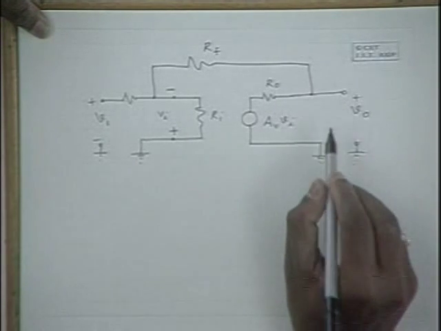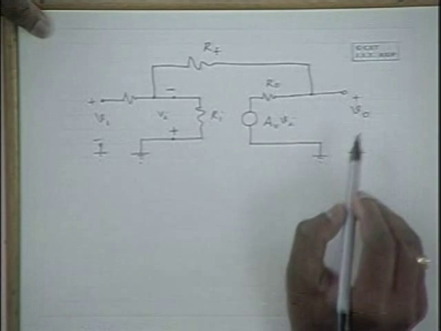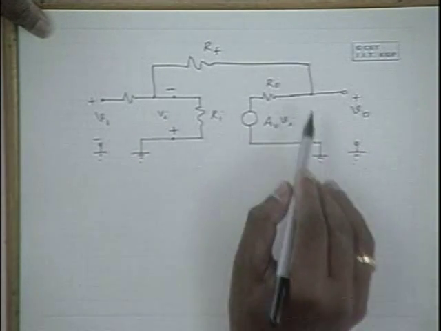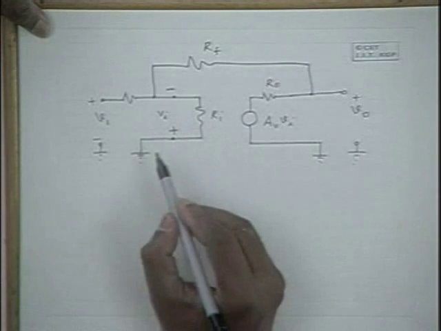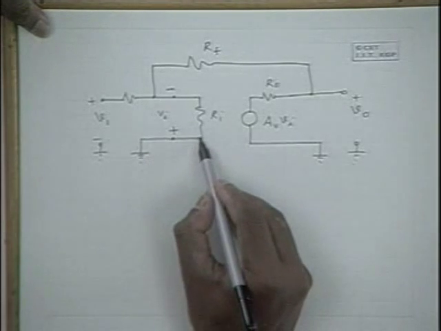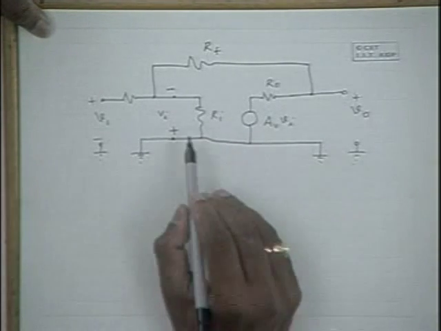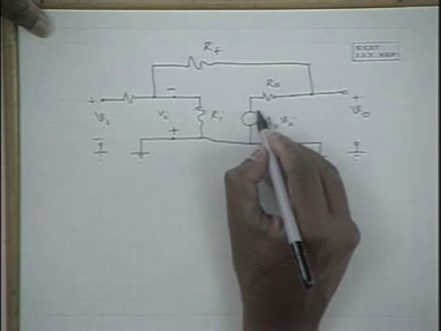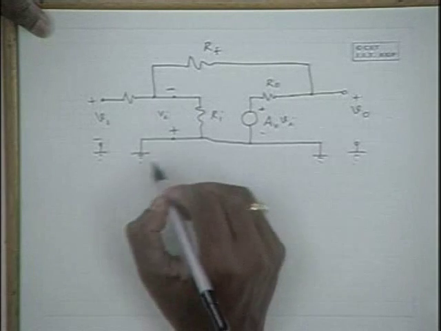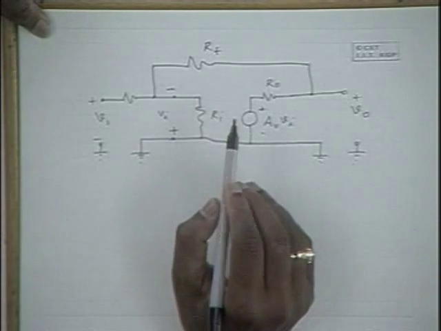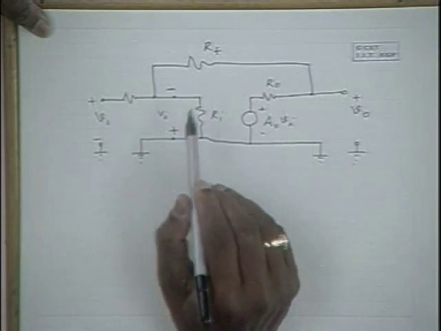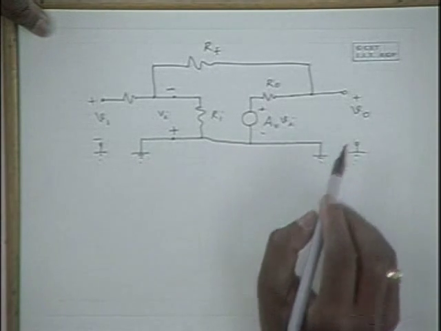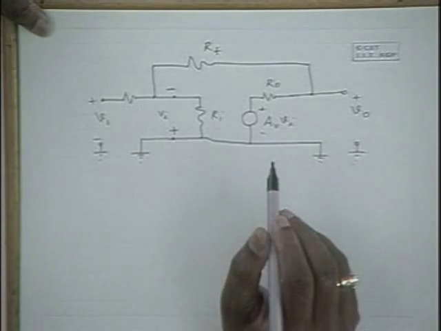With this amplifier, the gain is defined by V0 by Vi, and that can be determined by analyzing this circuit. Since both these terminals are grounded, please note that there is a short here. By analysis using Kirchhoff's voltage law and current law, we can analyze the circuit and get an accurate expression for the gain of this amplifier.